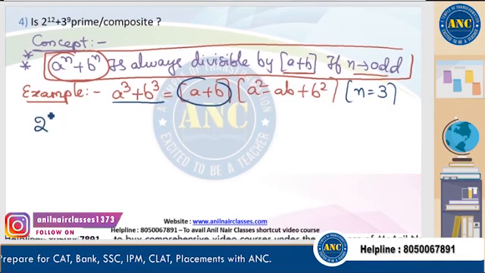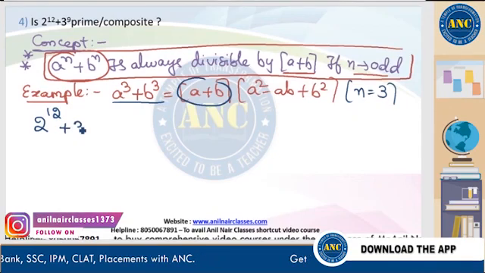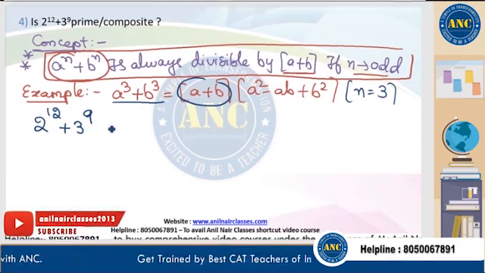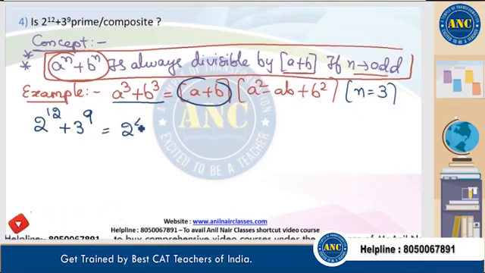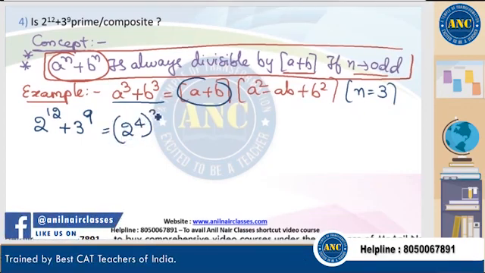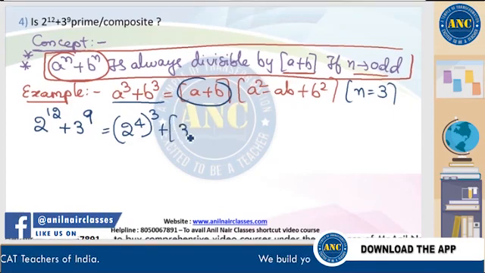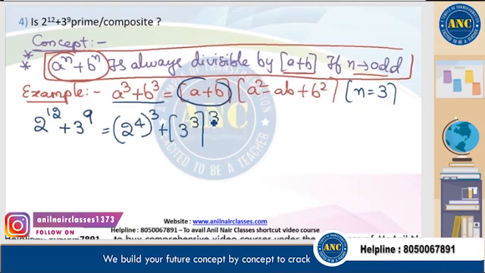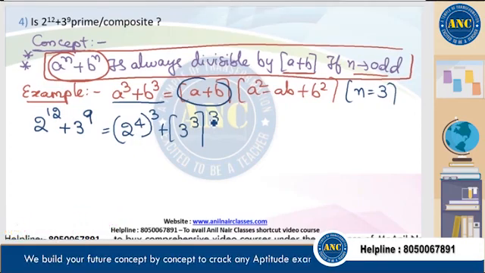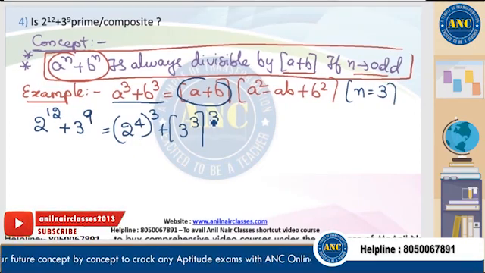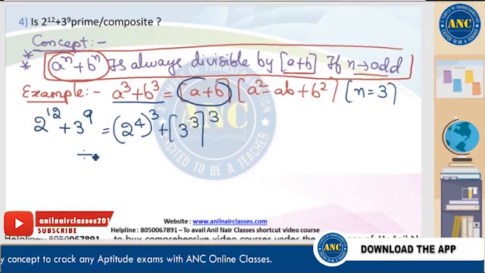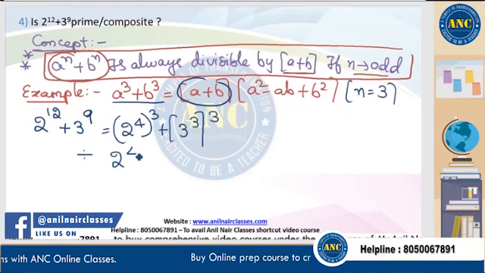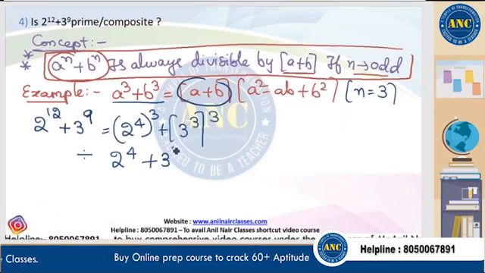Now let us see 2 power 12 plus 3 power 9. Power should be an odd number. Can I write it like this? 2 power 4, whole power 3, plus 3 cube, whole power 3. Now if you observe, a power n plus b power n is divisible by a plus b if n is an odd number.